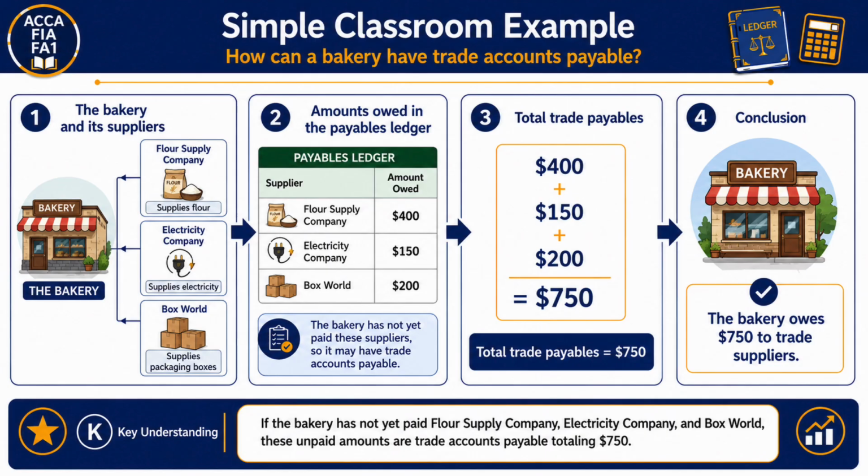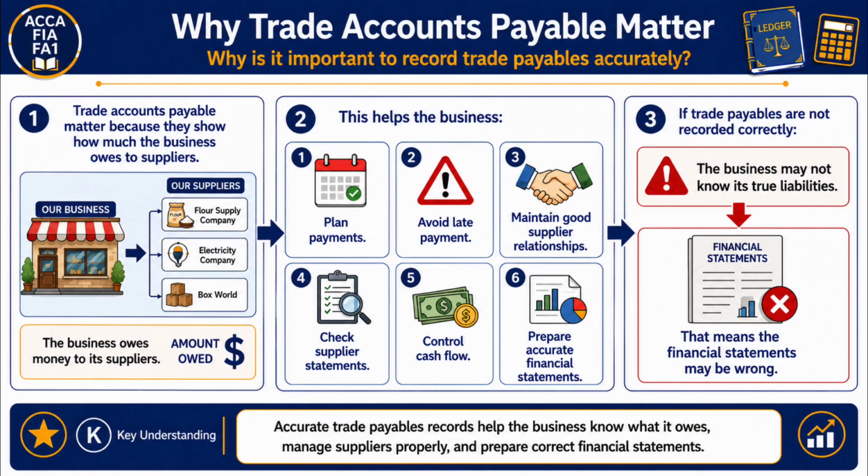The total trade payables would be $400 plus $150 plus $200 equals $750. This means the bakery owes $750 to trade suppliers. Why do trade accounts payable matter? Trade accounts payable matter because they show how much the business owes to suppliers.